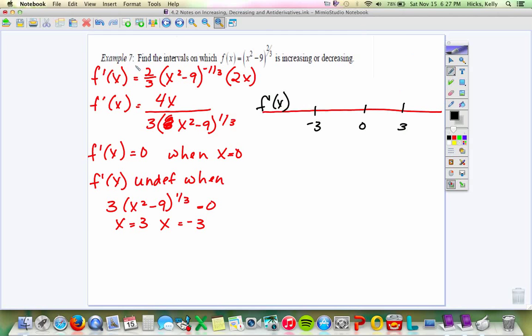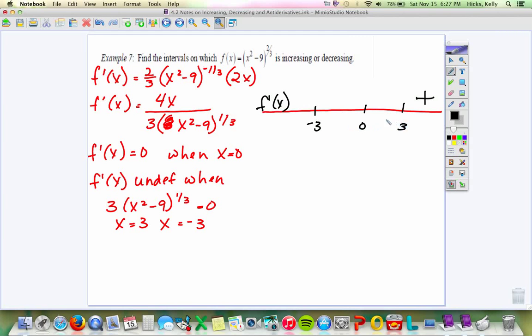What if we pick something way bigger than 3, like 1,000,000 or 100 to be more realistic? We would have 4 times 100 divided by 3 times 100 squared minus 9 to the 1/3 power. I hope you can tell from that that this is going to be positive. And yes, we do take these values and plug them into the derivative to get the positive or negative.